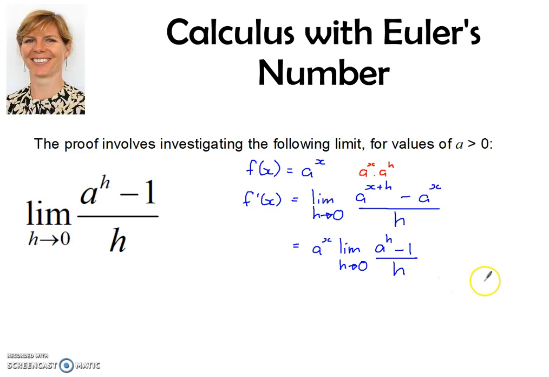The course notes on the syllabus say that you need to be able to do some investigating into this limit and look at the properties of different numbers for different values of a. The reason that we're looking at this is, what if we could find a value such that this limit equaled 1, and therefore the derivative would just be itself, a to the x times 1. So if this whole limit can equal 1, then the derivative of a to the x is just a to the x. So that's what we're going to do.